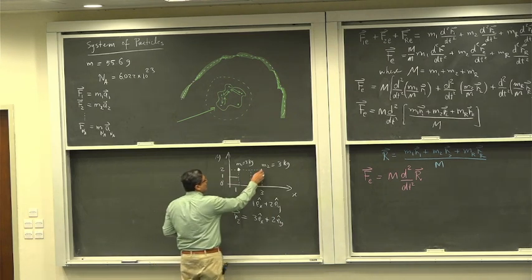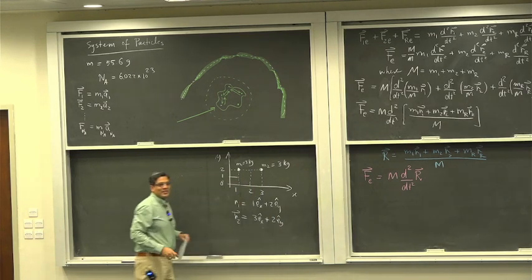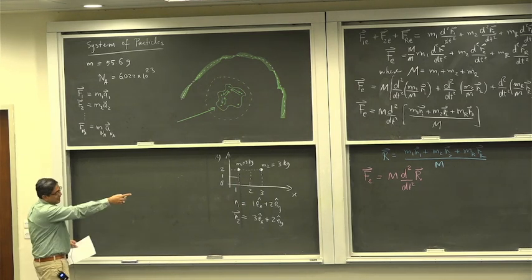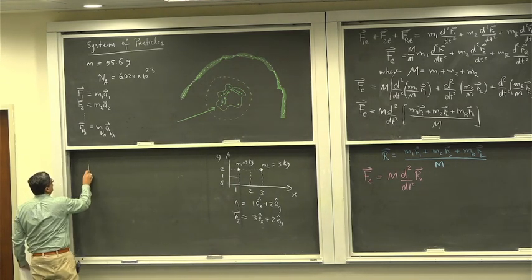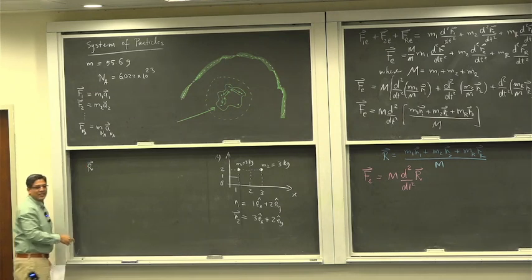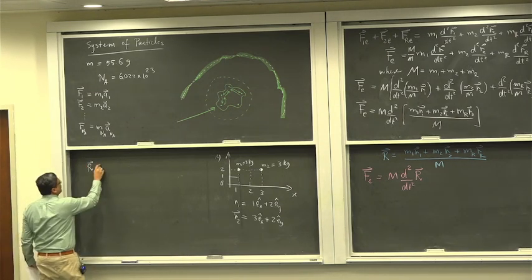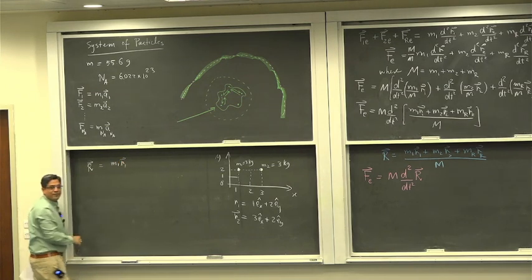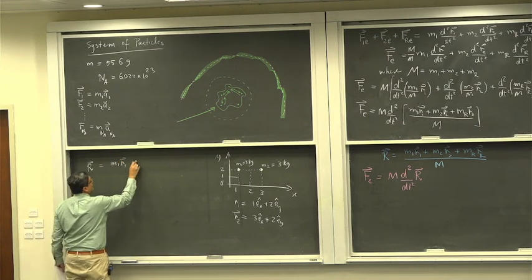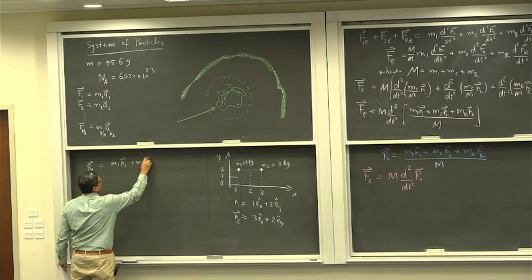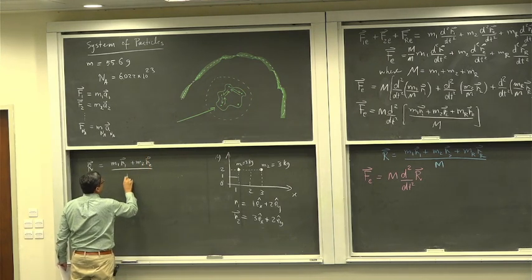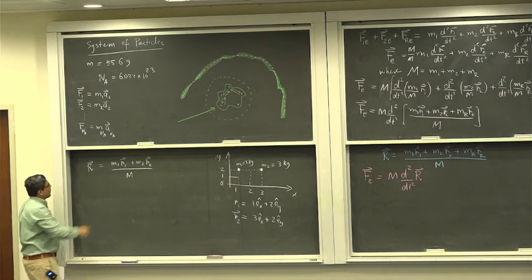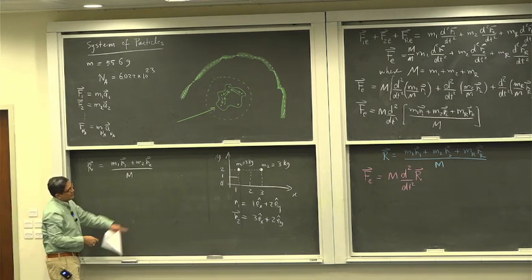Now let's calculate the center of mass. How do we calculate the center of mass? Exactly, using that definition, the position of the center of mass R would be M1 R1 plus M2 R2, divided by the total mass.